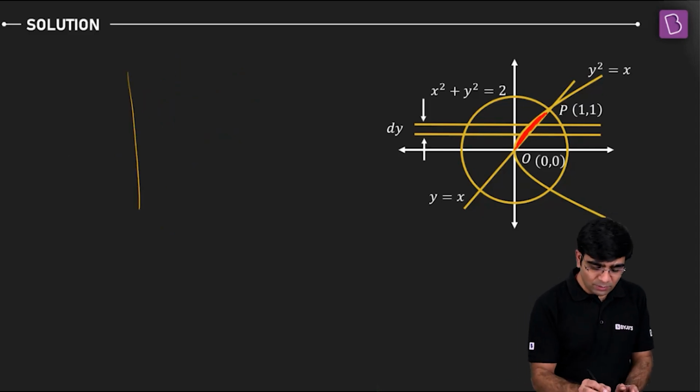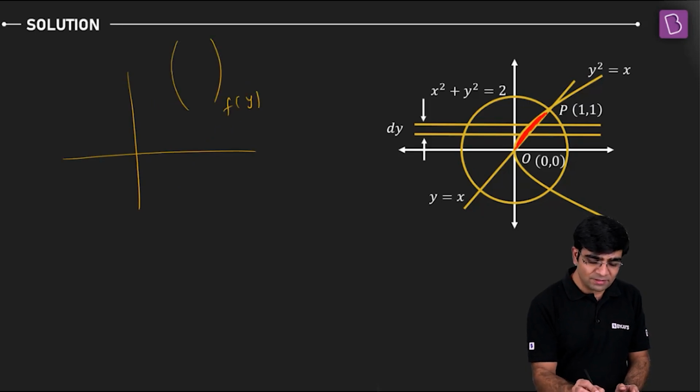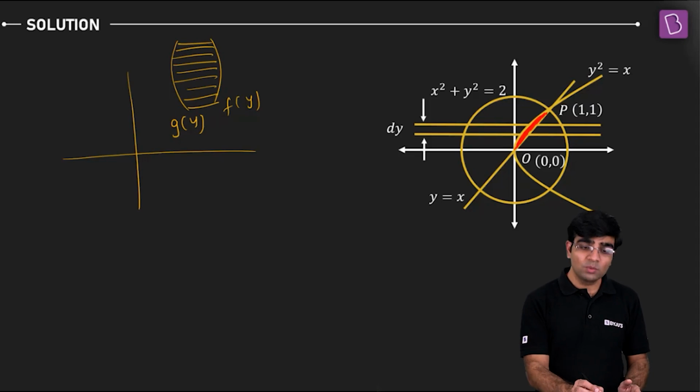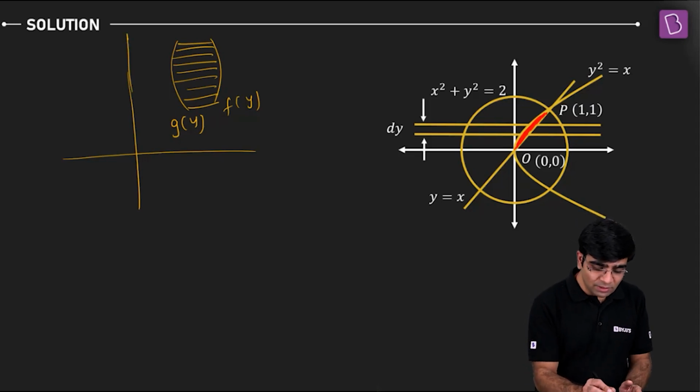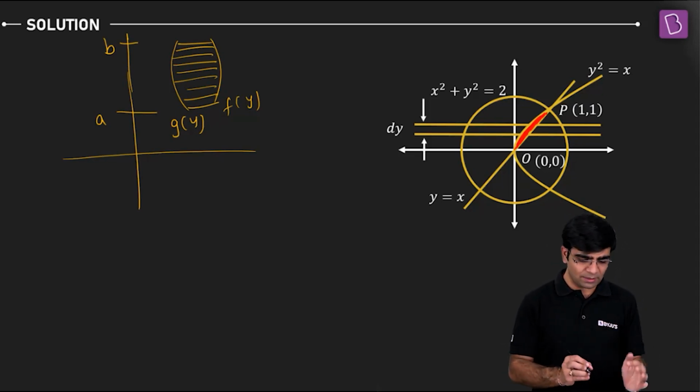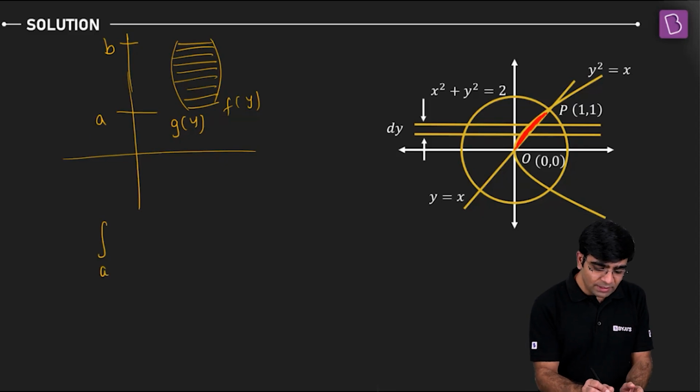Another thing that you can quickly recall: if I have, let's say, this as f of y and this as g of y, and I want this bounded region with respect to the y-axis, what will we do? We integrate, let's say the values of y vary from a to b. Only that particular shaded region which I marked here is to be calculated. Then the formula would be integral a to b of f of y minus g of y dy.